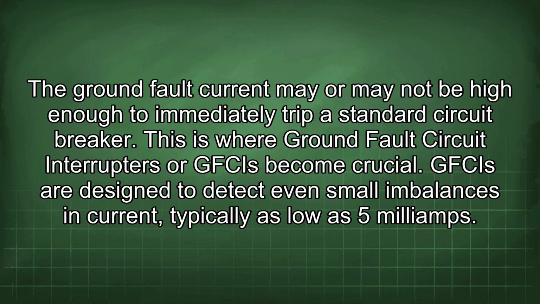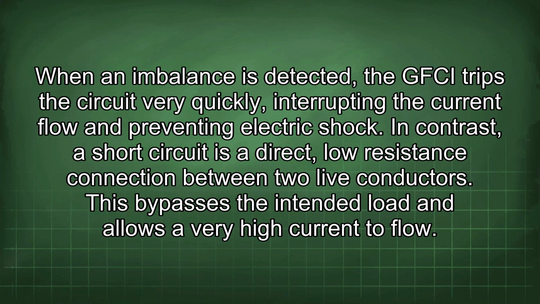The ground fault current may or may not be high enough to immediately trip a standard circuit breaker. This is where ground fault circuit interrupters, or GFCIs, become crucial. GFCIs are designed to detect even small imbalances in current, typically as low as 5 milliamps. When an imbalance is detected, the GFCI trips the circuit very quickly, interrupting the current flow and preventing electric shock.